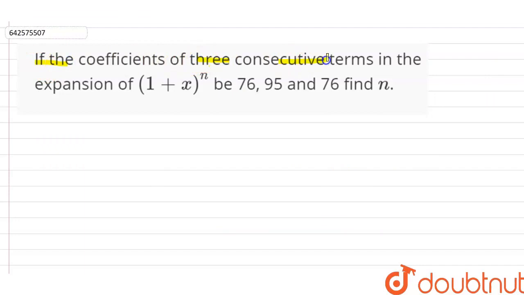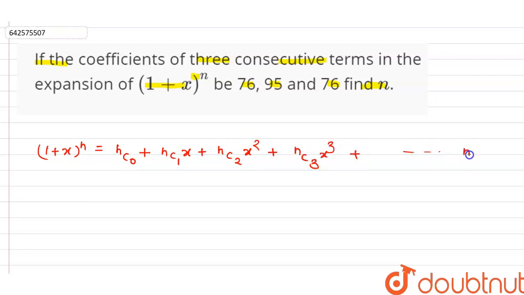If the coefficients of three consecutive terms in the expansion of (1 + x)^n are 76, 95 and 76, find n. So first of all, the expansion of (1 + x)^n is nC0 + nC1 x + nC2 x^2 + nC3 x^3 + ... up to nCn x^n.